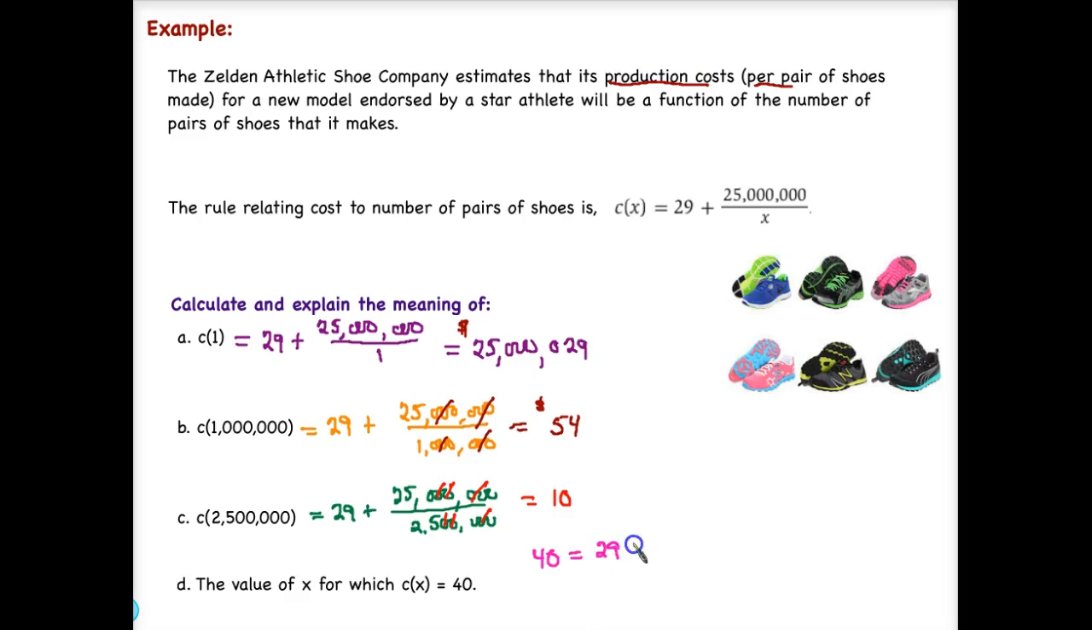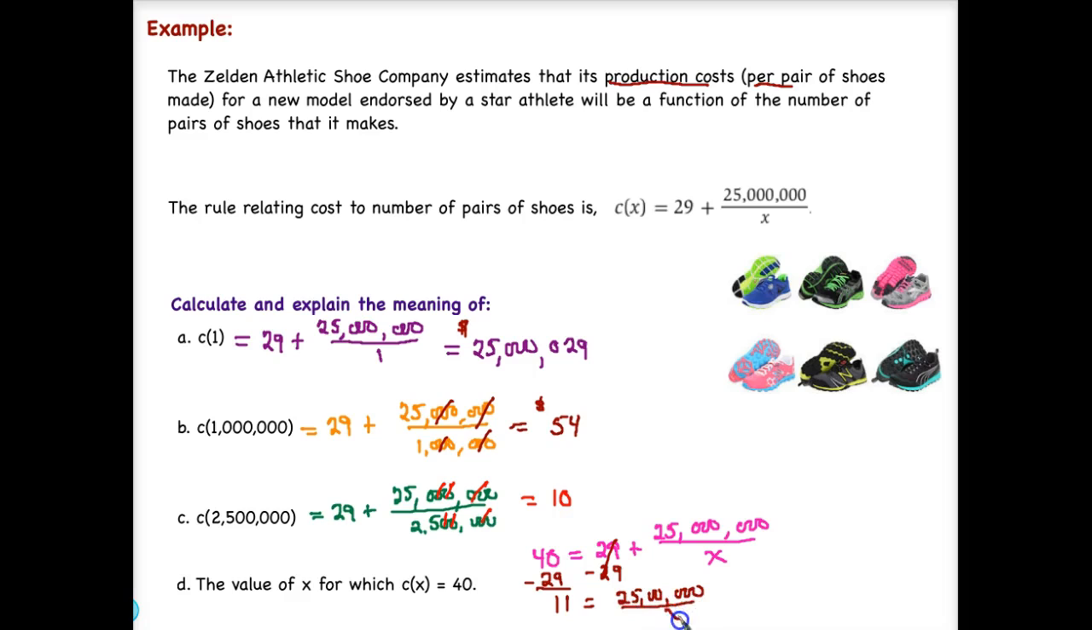So let's take our equation. What are we trying to find in our equation? We're trying to find x. So we would need to take this equation and solve for x. In order to do that, we would need to isolate x or make it be by itself on this side of the equation. So we would get rid of this 29, or in other words, move it to the other side by subtracting it from both sides. Once we do that, we're left with 11 over here. This cancels out. 29 minus 29 is 0, and we get 25 million over x.